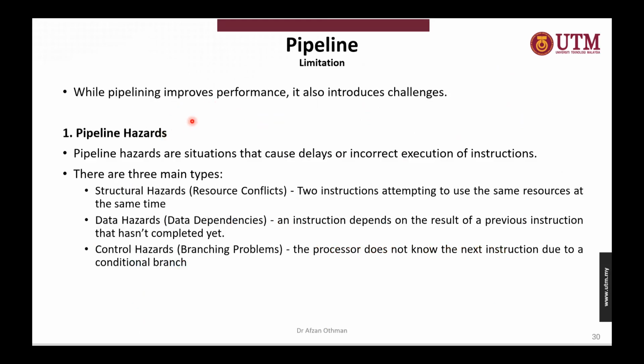First, even though the pipeline improves the performance, it also introduces some challenges or limitations. One of the limitations here is the pipeline hazard. A pipeline hazard is a situation that causes delay or incorrect execution of the instructions. There are 3 types of pipeline hazard here. The first one is a structural hazard, which is 2 instructions attempting to use the same resources at the same time.